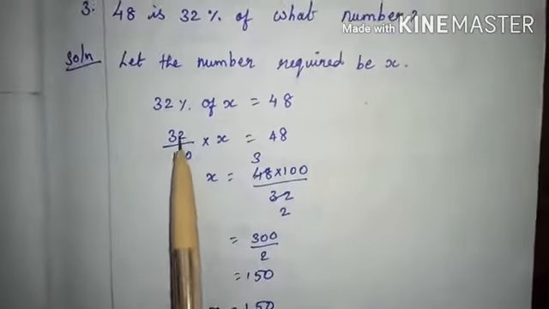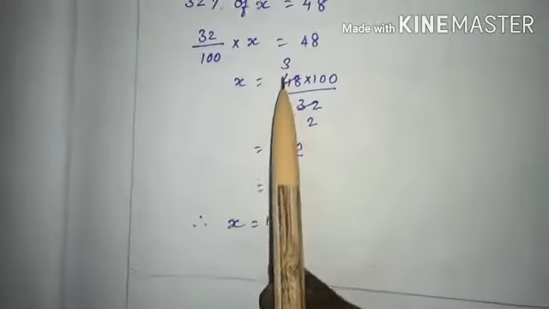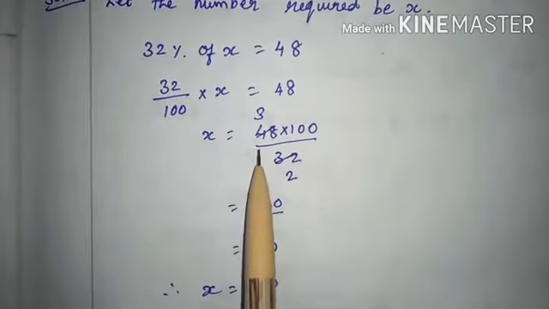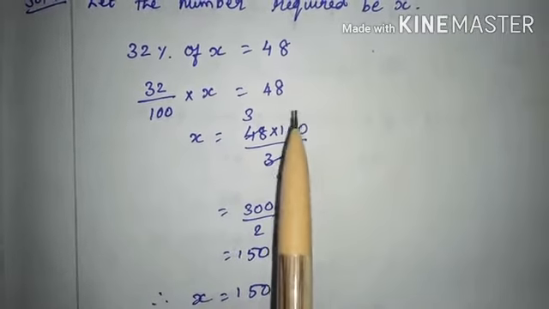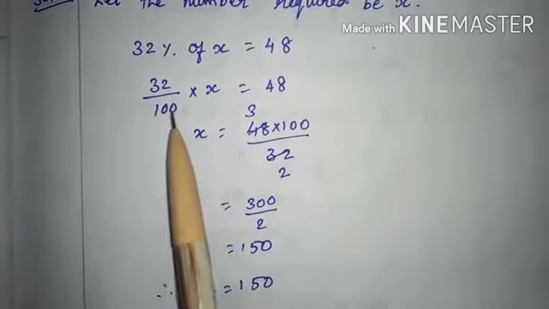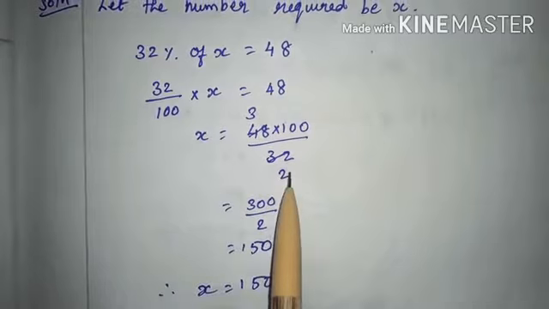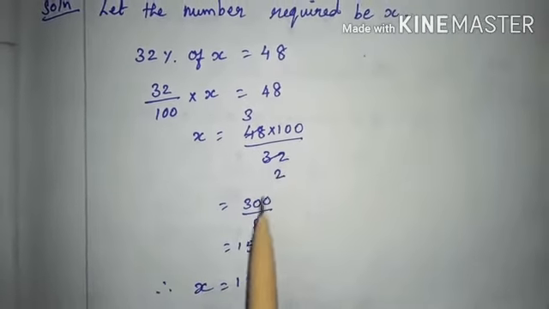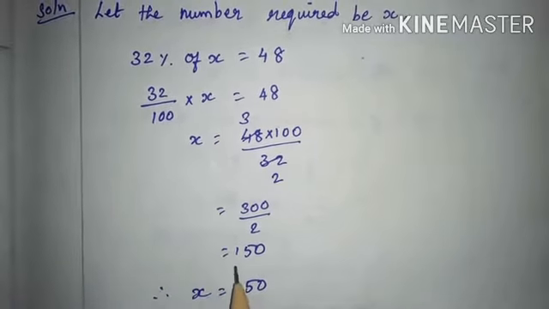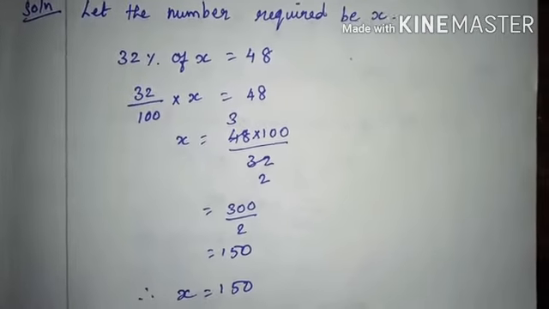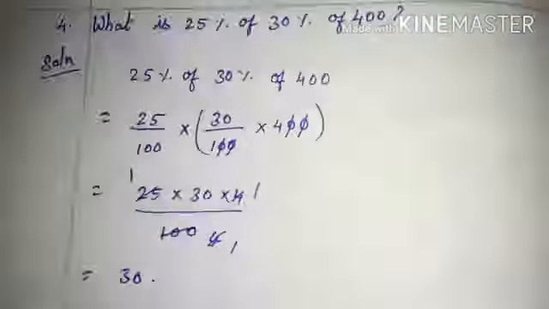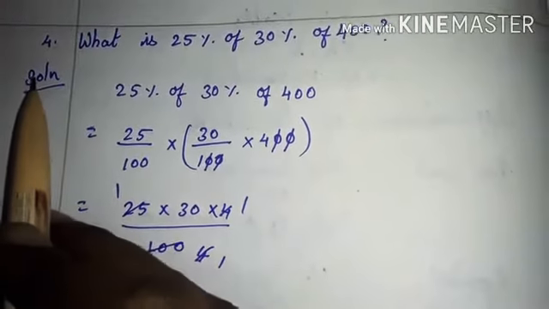For that, we are moving 32 by 100 to the other side. We get x equal to 48. When you are moving this fraction to the other side, it becomes reciprocal. That is, 32 by 100 becomes 100 by 32. After cancelling by the common factors, we get the value of x to be 150. Therefore, the number is 150. Let's see the next sum.